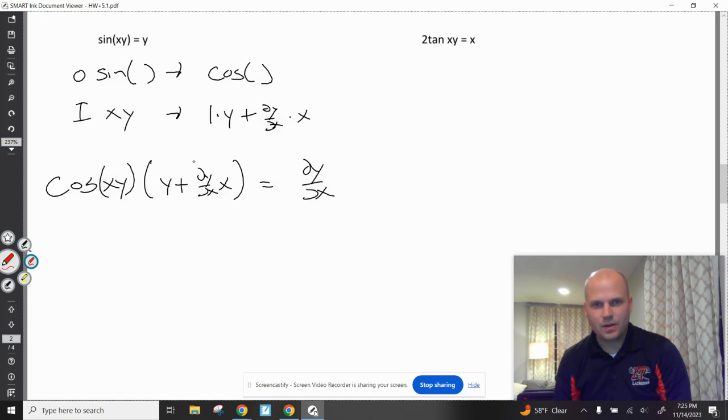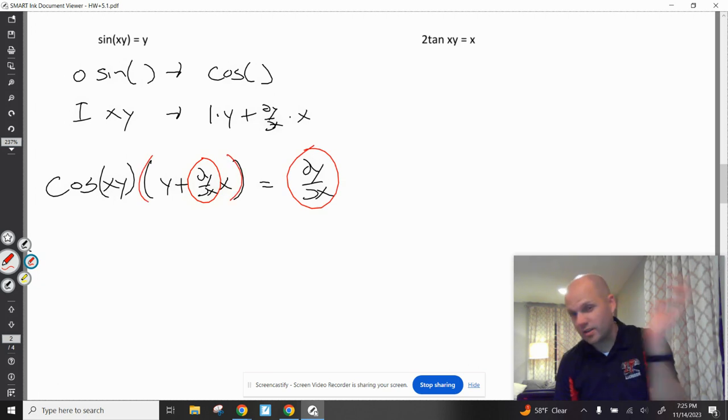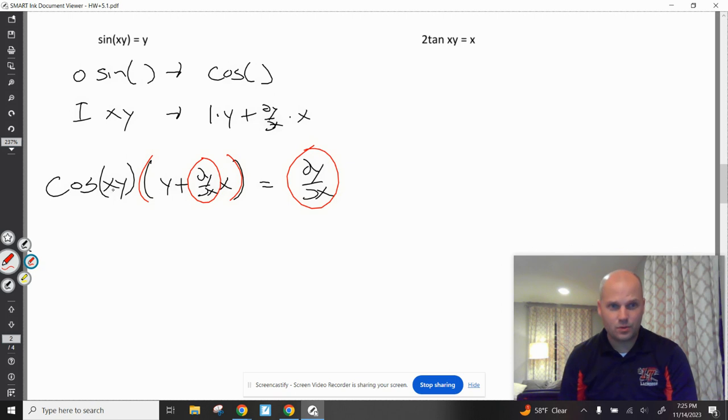All right, now we talked about this in class. You have a dy dx in here, and you have a dy dx in here. One is stuck inside the parentheses. One is on the other side of the equation. What to do? We did it in class. Distribute. Get y cos xy plus.